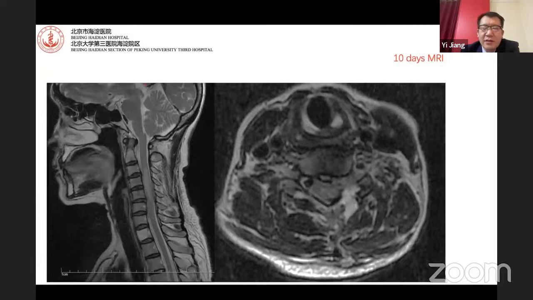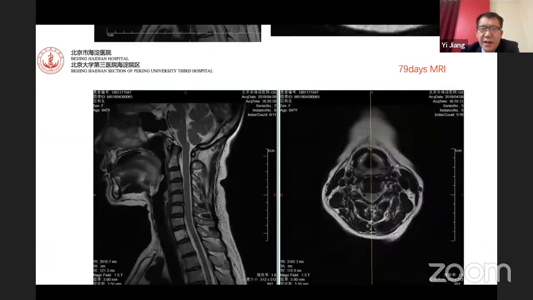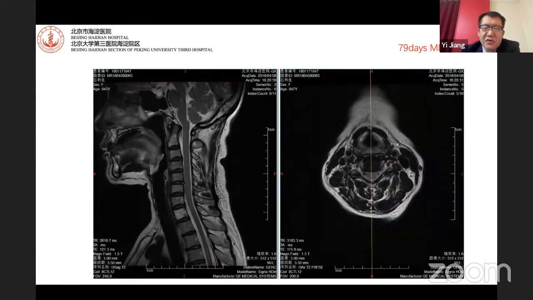We had to check the MRI again. We found the spinal cord swollen and maybe injured. After 1 month, the edema was limited. And after almost 3 months, the spinal cord recovered.